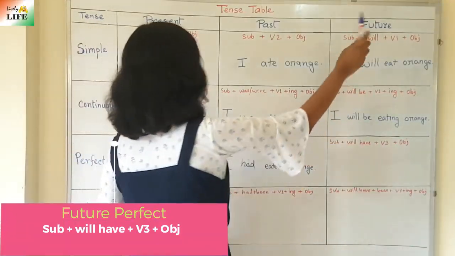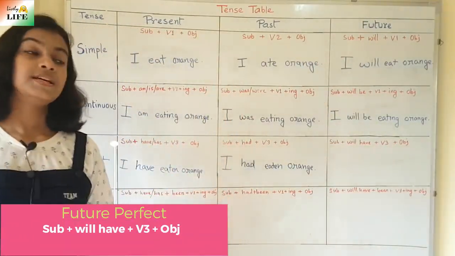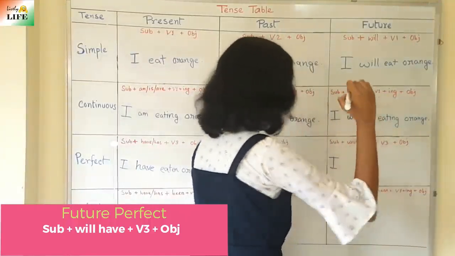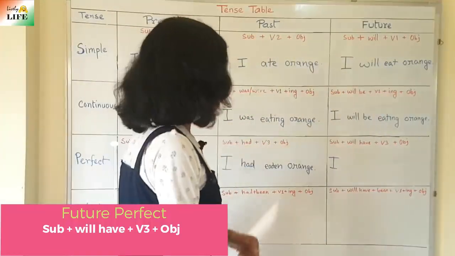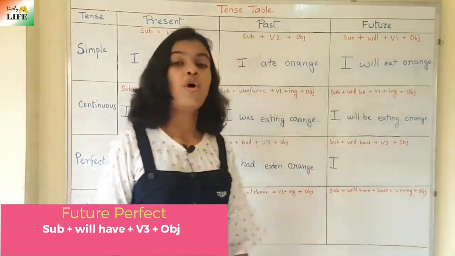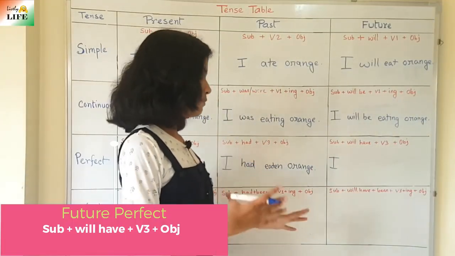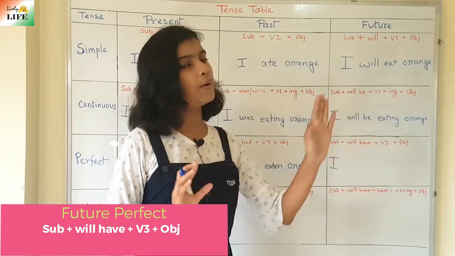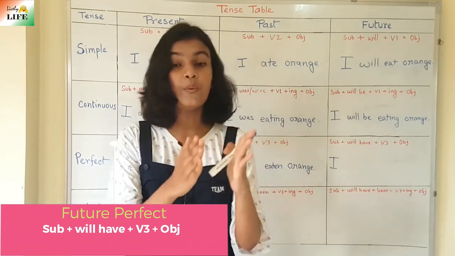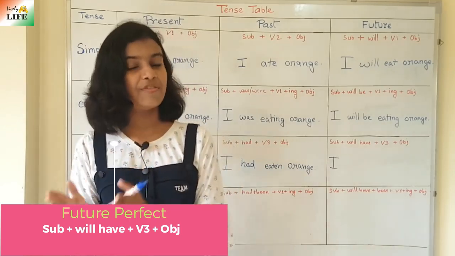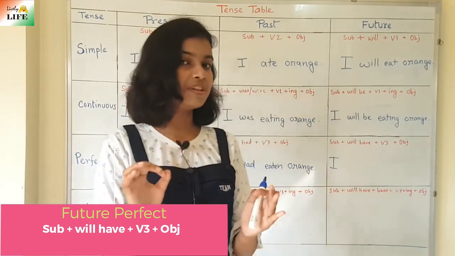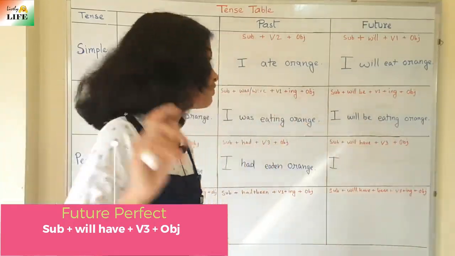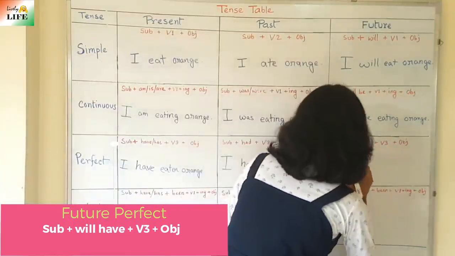Now, the next one is future perfect tense. The construction: subject first, subject I, then will have. Over here also, it doesn't matter. After I, he, she, it, after everything we use will have. Okay, so he will have, she will have, I will have. After every subject we use will have. So I will have.